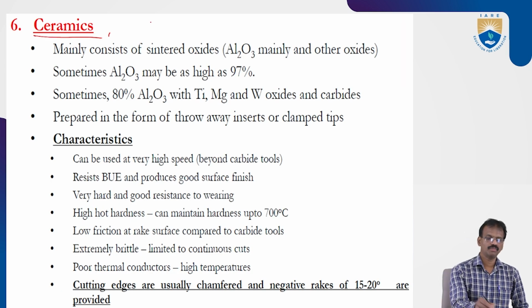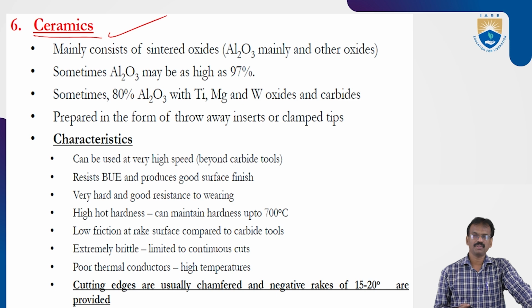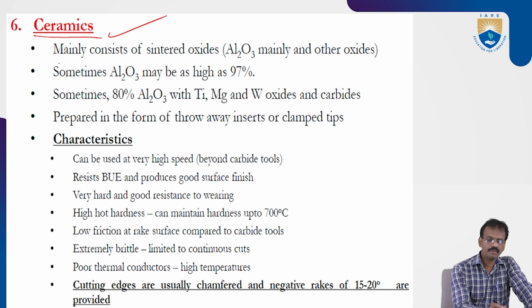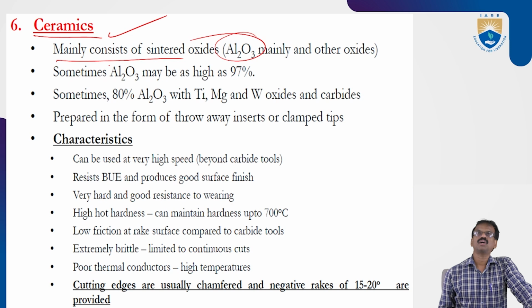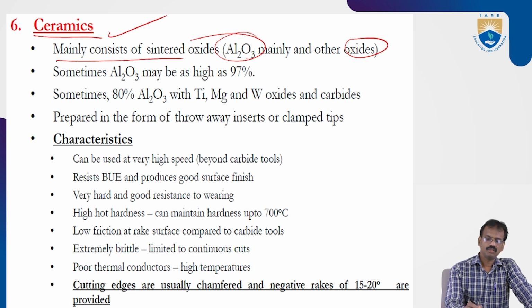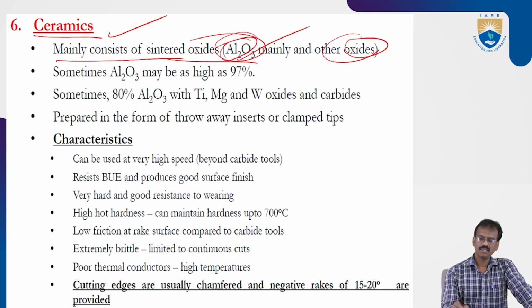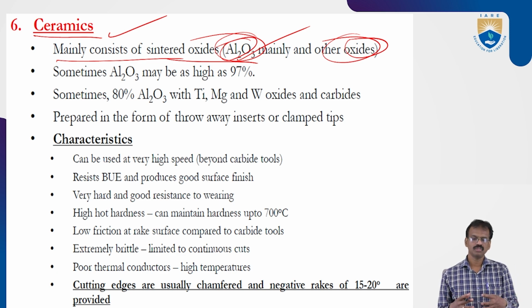ceramics. Ceramics are also very important tool materials. Ceramic materials are mainly aluminum oxide, titanium carbide, and so on. Here the tool mainly consists of aluminum oxide with other oxides like boron oxide. The main constituent is aluminum oxide. Through the sintering process, the powder of aluminum oxide and the remaining oxides are combined with some binders, and we can prepare the tool tips by sintering.